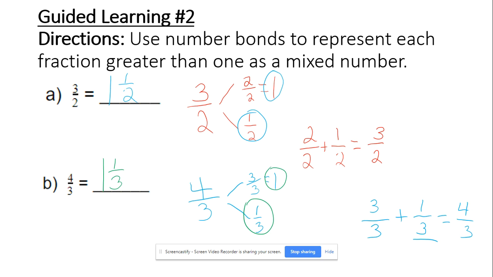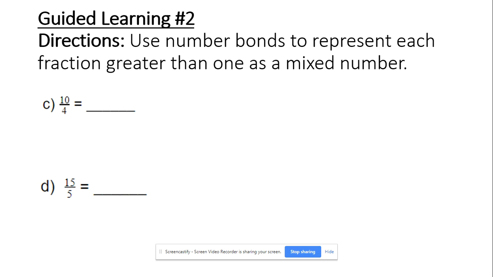We're going to move on to part C, 10/4. So let's see, we have 10/4. Well, you know, 4 over 4 is 1 whole. So I'll write that over here. We're trying to get to our 10/4. Let's see. 4 in our numerator plus what equals the 10 in our numerator at the end? Well, that's 6/4. Oh, but that's still a fraction greater than 1.